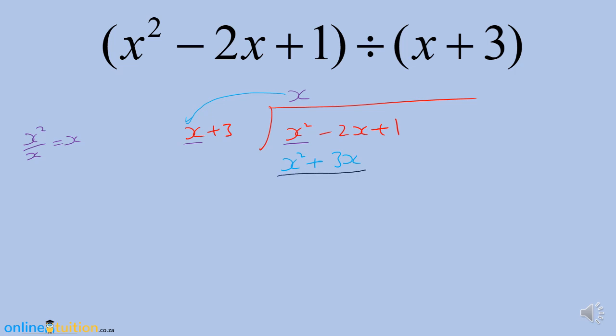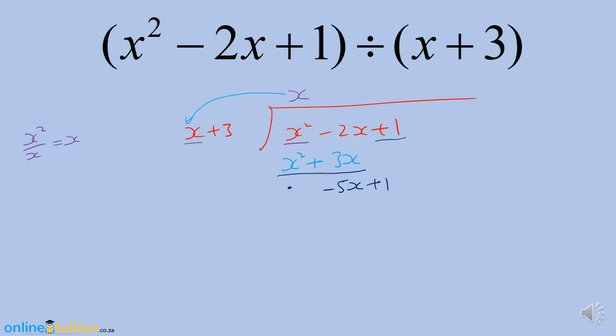And you would have seen books do that. And the reason why we do that is a little subtraction. So what is x squared minus x squared? Be careful here. That's going to be 0. What is minus 2x minus 3x? Minus 5x. Now, what's remaining there is a plus 1, so you're bringing that down. Okay, so you've got minus 5x plus 1.